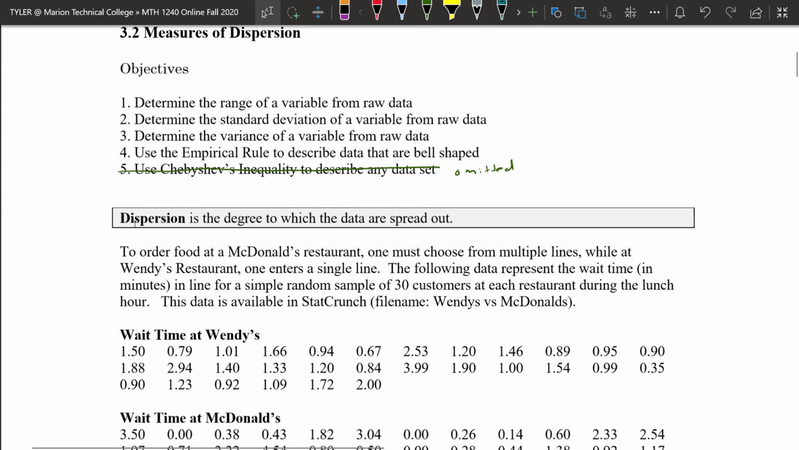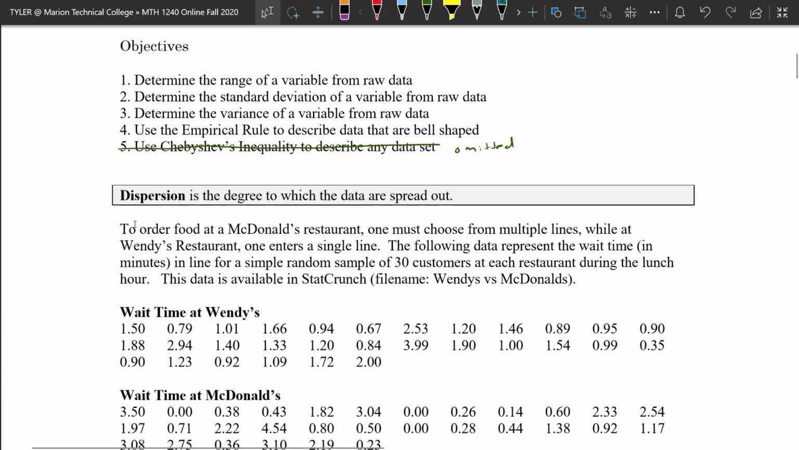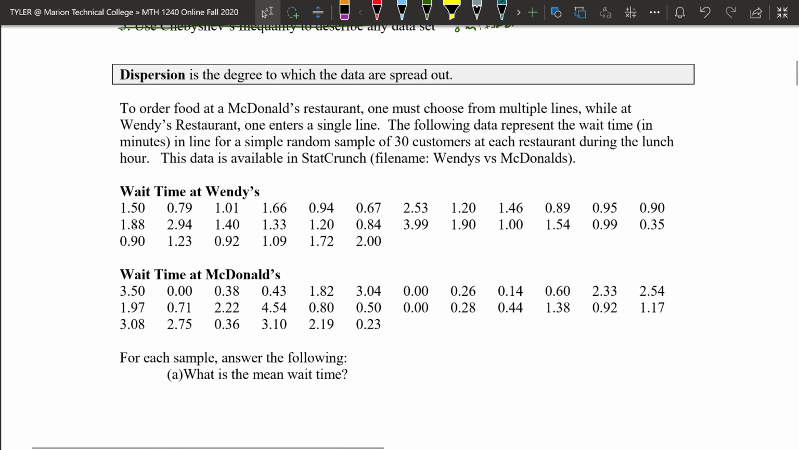So the very first thing we want to look at is what dispersion is, because that's the focus of this section. Dispersion is the degree to which data are spread out. So what we want to look at here is how spread out the data are.